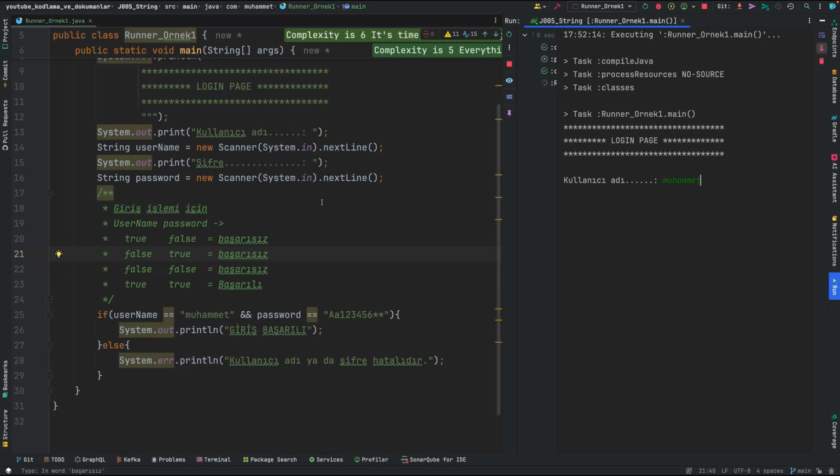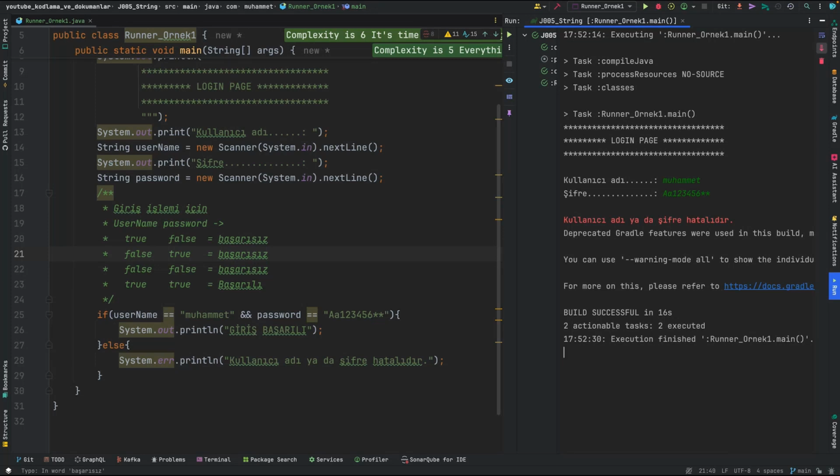Muhammed, right? Look, it says Muhammed here. Enter. Password. I'm pressing enter. It said username or password is incorrect. Teacher, how is that possible?